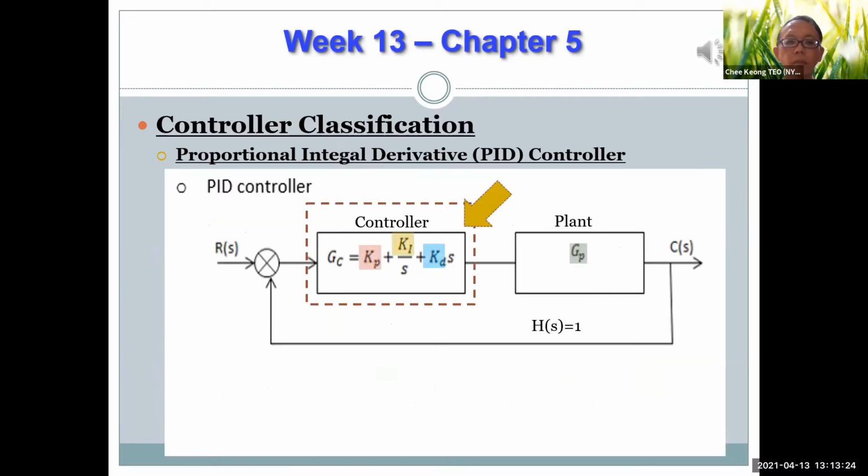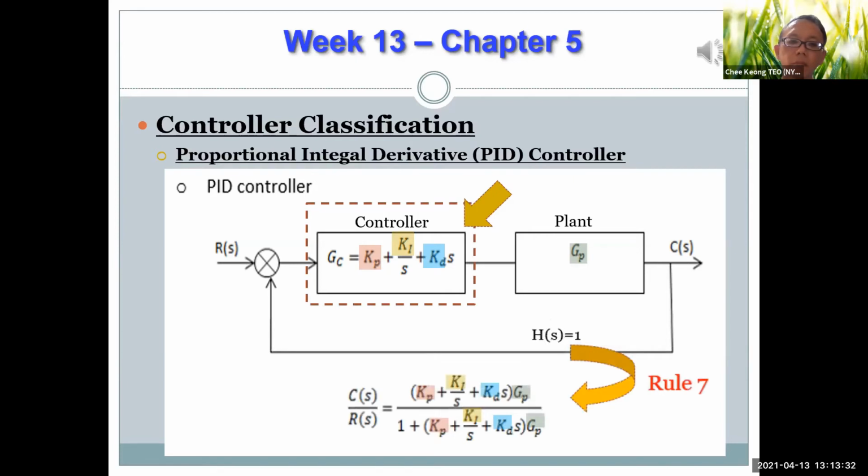For PID controller equation, GC will contain all of Kp plus Ki over S and KDS. Using rule 7 for negative feedback in block diagram manipulation, the C(S) over R(S) transfer function can be simplified to (Kp plus Ki over S plus KDS) multiplied by GP over 1 plus (Kp plus Ki over S plus KDS) multiplied by GP. Notice for PID controller the effect will be the combined effect of Kp, Ki and KD.